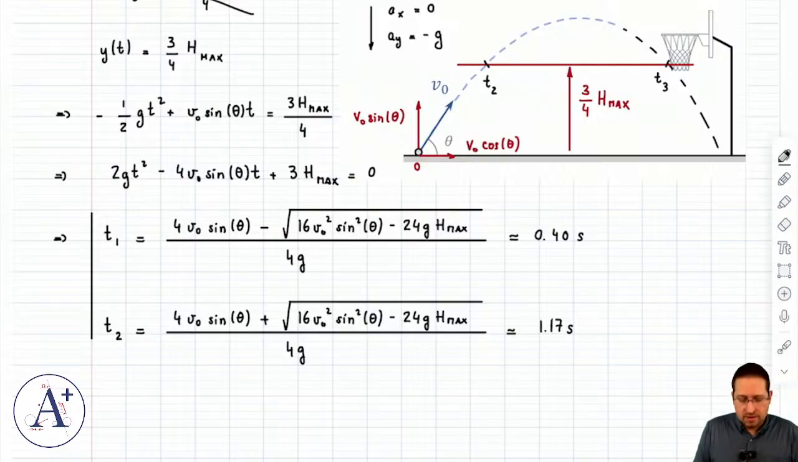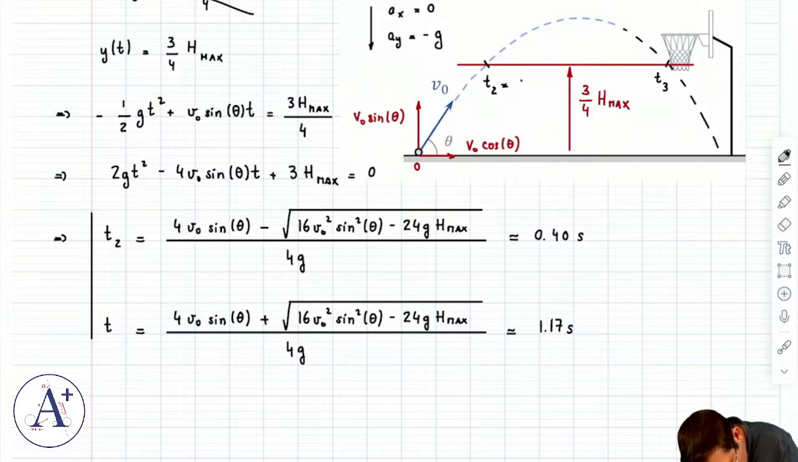Okay. Obviously, I shouldn't call it T1 and T2 then. I should have called it T2 and T3. That would be a lot smarter. So T2 is going to be the smallest one of the two, right? Because you reach that point first. And then T3 is going to be 1.17 seconds.